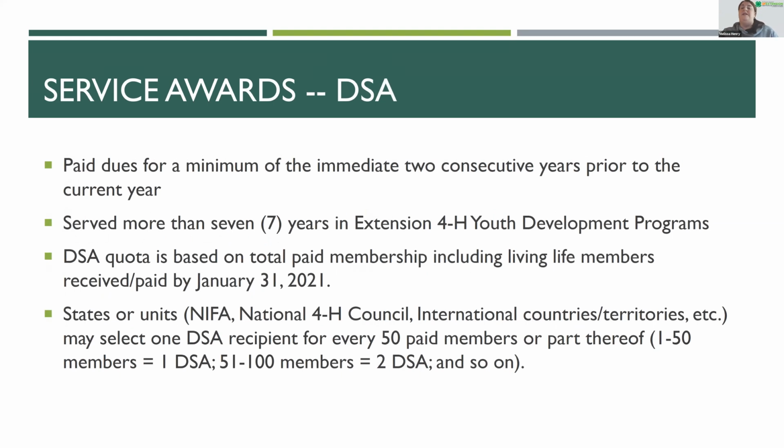Our DSA, or our Distinguished Service Award, is very similar in the criteria, except now we're looking for those members who have served more than 7 years in extension. And so the DSA quota is once again based on membership by January 31st, and the count is the same. 1 to 50 is 1, 51 to 100 is 2, and so on.